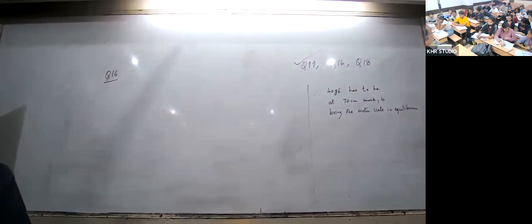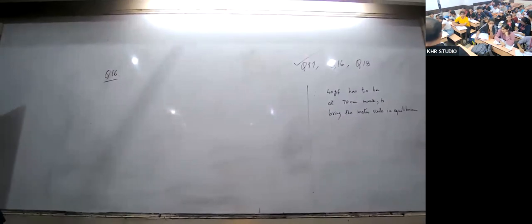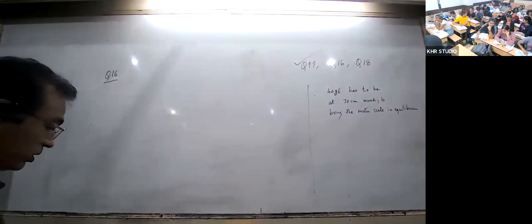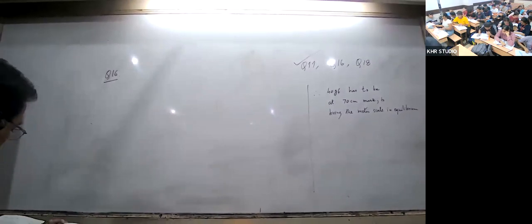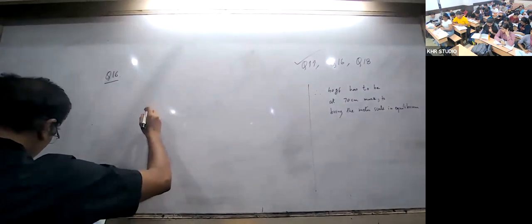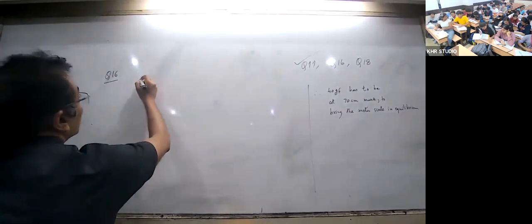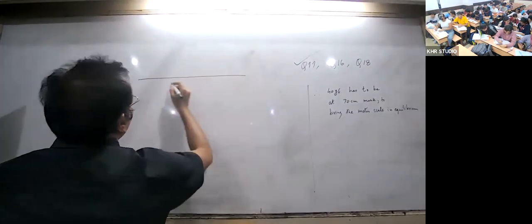Please answer question 16. First draw the diagram. Everybody draw the diagram of this question. So what is given in the question? Where is the meter rule balanced?